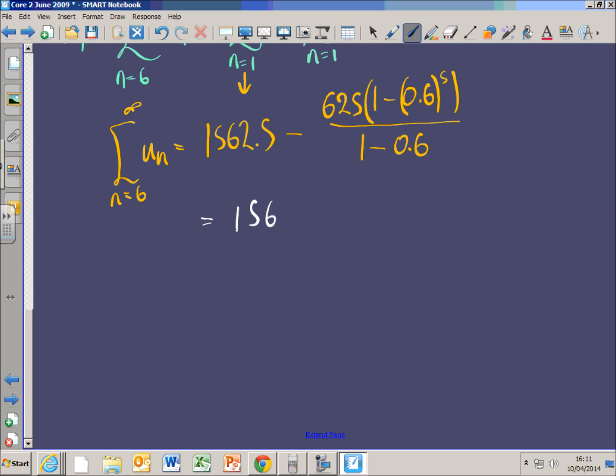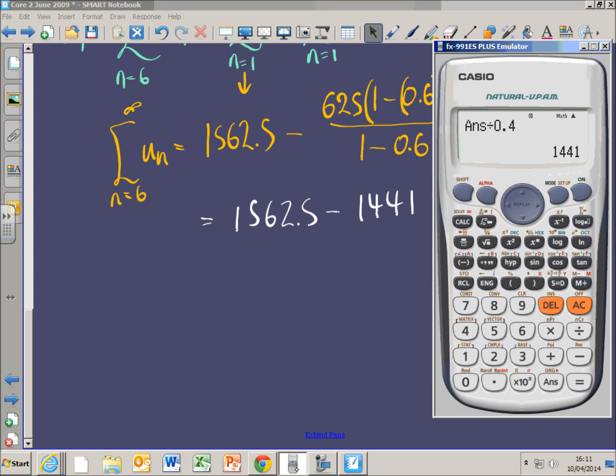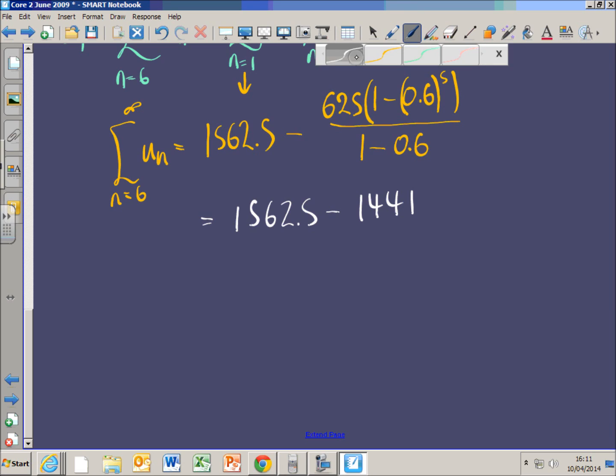So I think this is 1562.5 minus 1441. So it's going to be 1562.5, take away that. Oh, what did I do then? 1562.5 take away 1441. 121.5. 121.5 did I say? Right, who got that? Okay, very, very good that is.